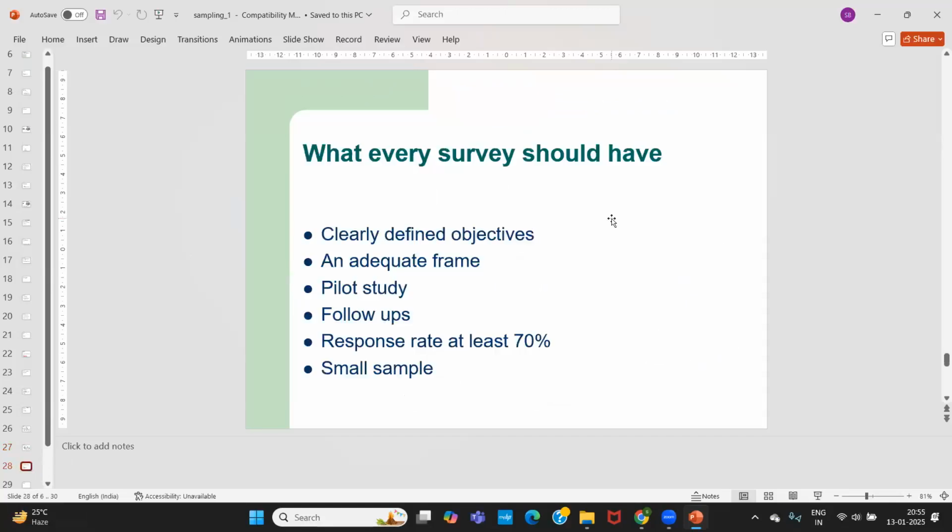What every survey should have: clearly defined objectives, an adequate frame, a pilot study, follow-ups, and a response rate of at least 70%. Below 70% response rate, your sample becomes unrepresentative.